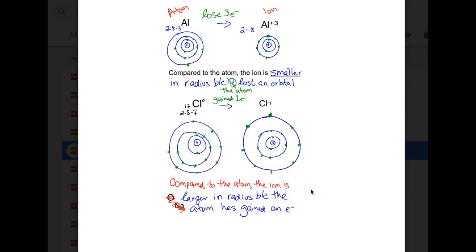So in general, anytime an ion is formed by losing electrons, the radius is going to be smaller. And anytime an ion is formed by gaining electrons, the radius is going to be larger. So positive ions are smaller in radius than the atoms from which they came, and negative ions are larger in radius. And that's a little bit to get used to because it seems kind of backwards.